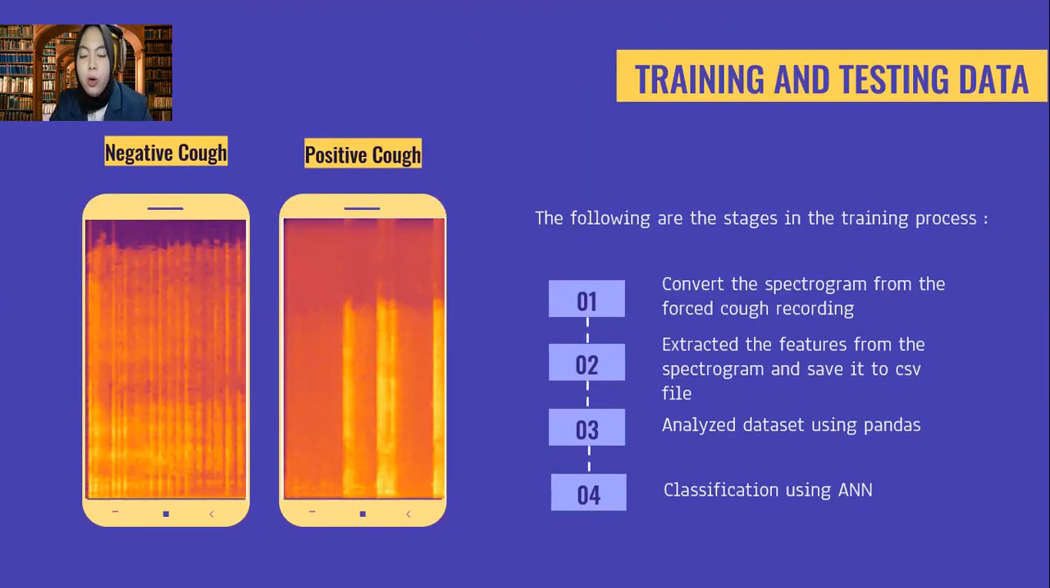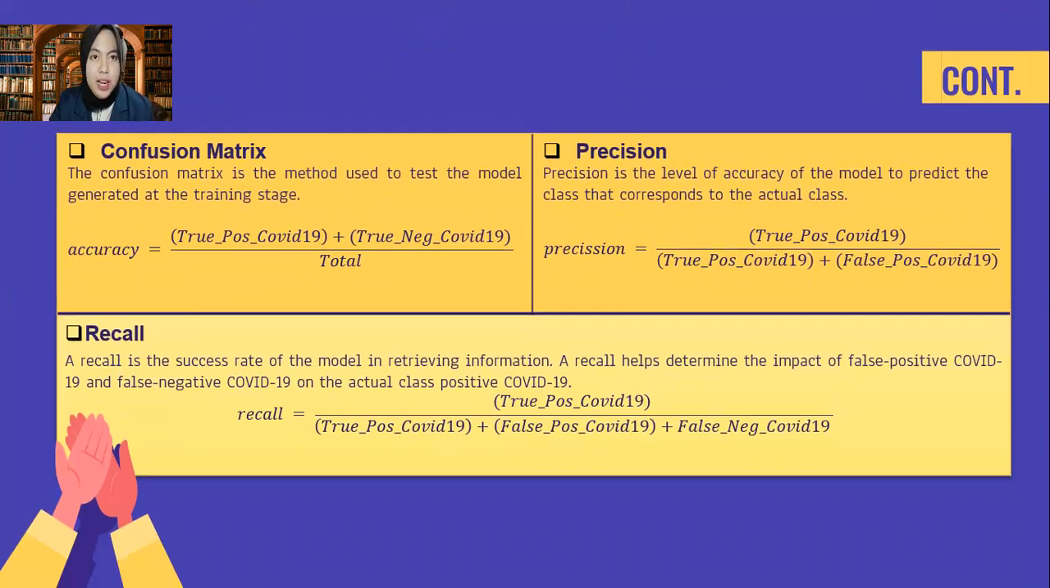So here, I'm going to show you the examples of negative curve and positive curve. Here is an example of the spectrogram of the respective class. So after that, we're going to test the accuracy of the data using confusion matrix, precision, and recall. As you can see, if the accuracy does not reach the desired number, we're going to build the models again. But if it already reaches the desired accuracy, it's done.